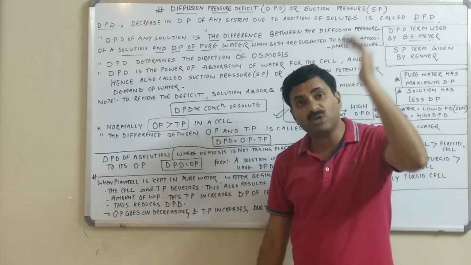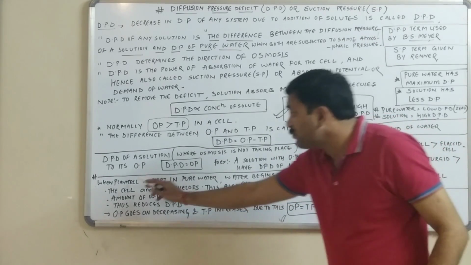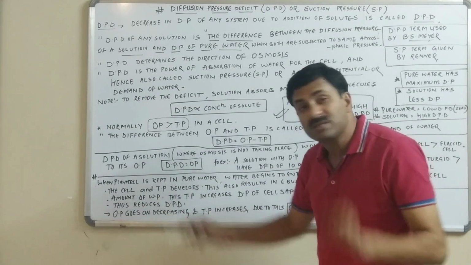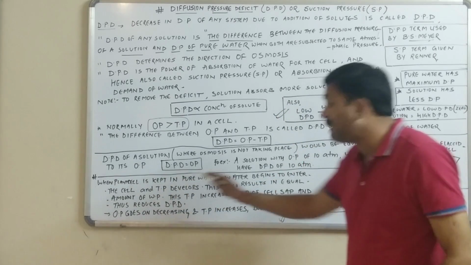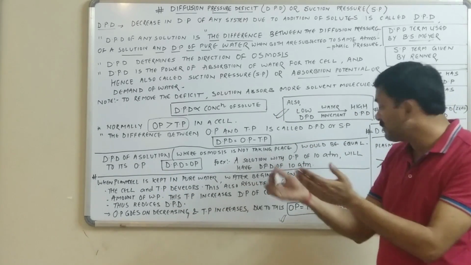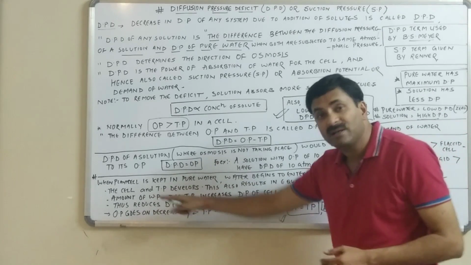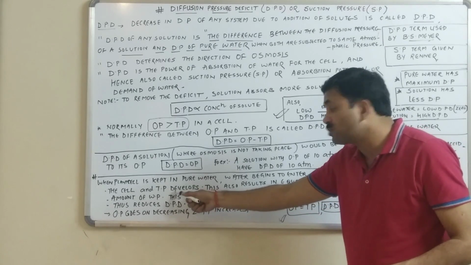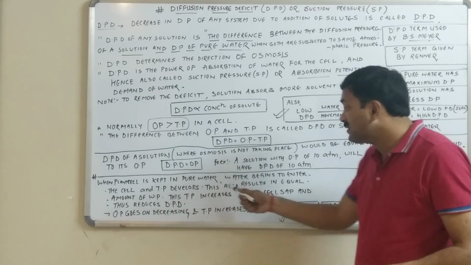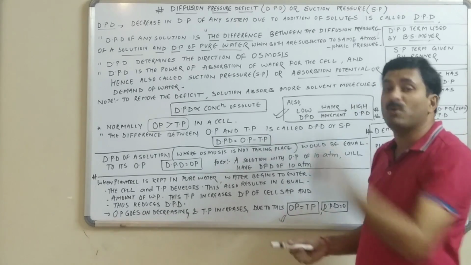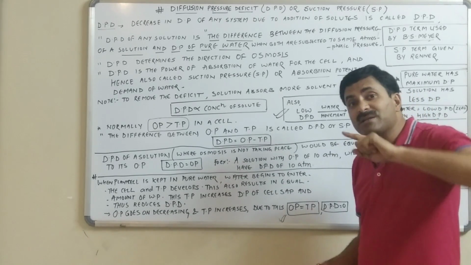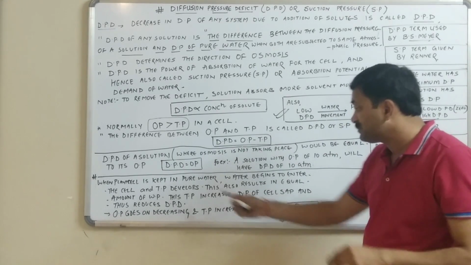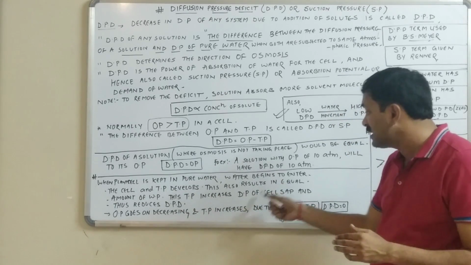Now think of a cell in which water has entered. Imagine a plant cell, which has a cell wall on it. When a plant cell is kept in pure water, what will happen? Water begins to enter the cell, and the cell will become turgid. Due to the turgidity, turgor pressure will be developed, and this also results in an equal amount of wall pressure, because opposite to the turgor pressure is the wall pressure in the plant cell. This TP increases, and DP of the cell increases.